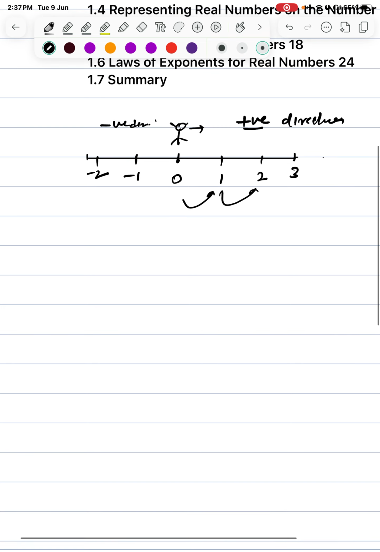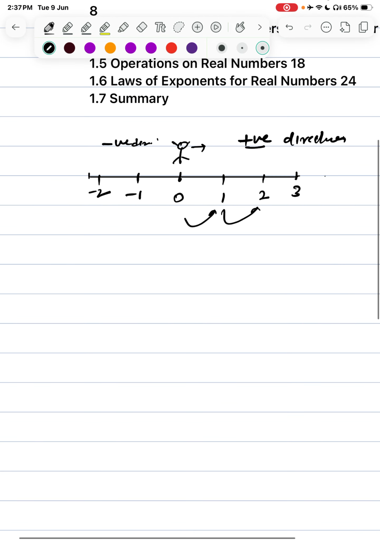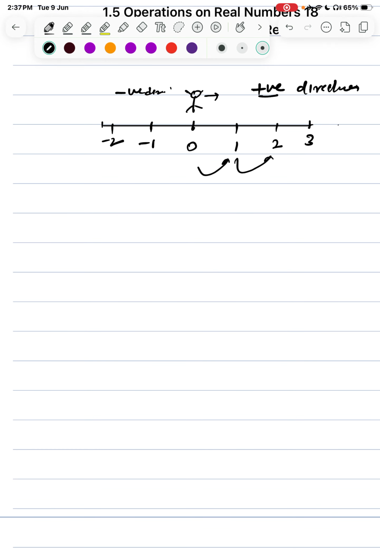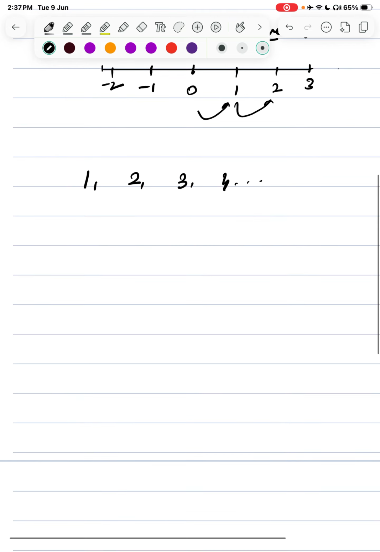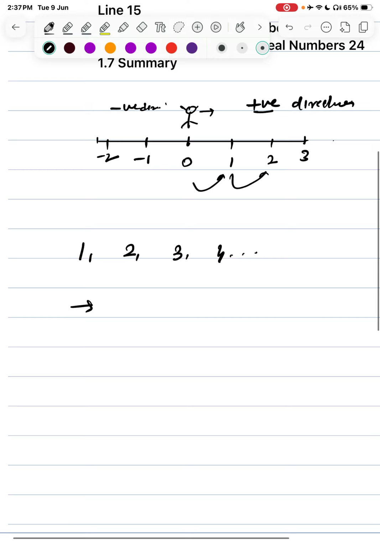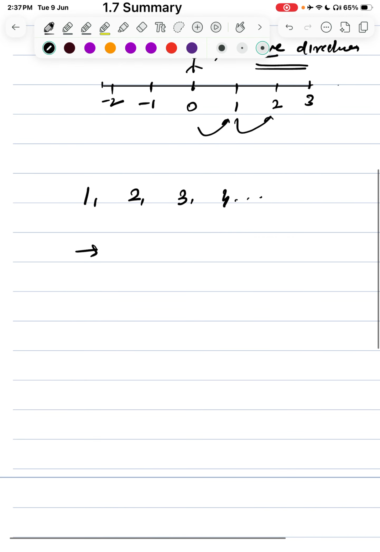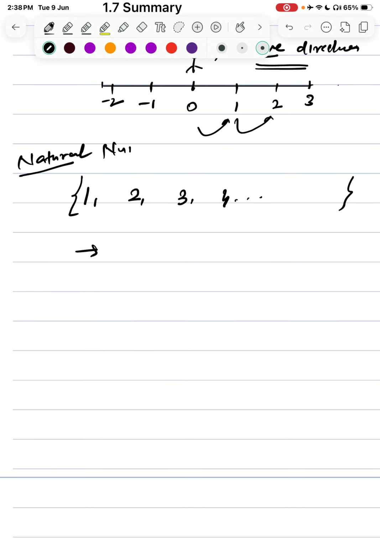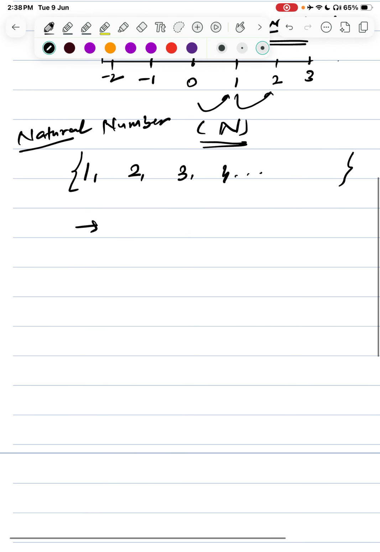In earlier classes you have learned that there were some names given to this representation. If a number starts from 1, 2, 3, 4, and so on, and you are moving in the positive direction, then you call these numbers the natural numbers. You denote it like this. So this is called natural numbers.